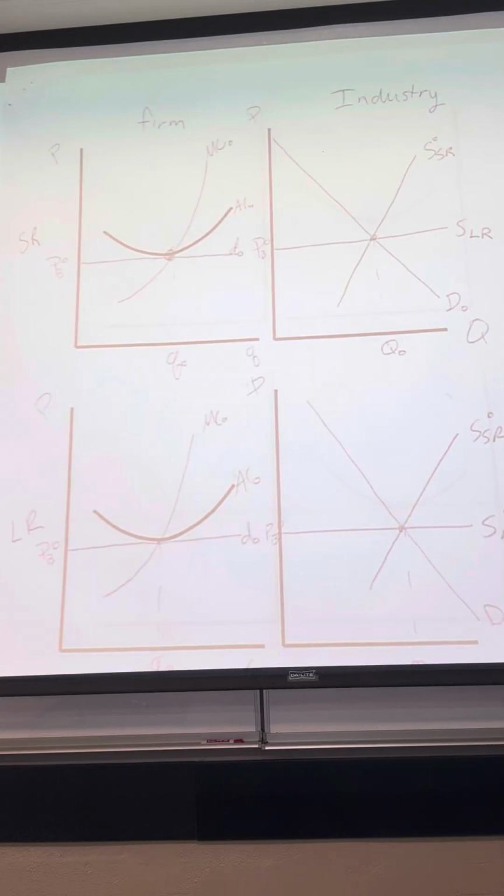Okay, so one of the first things that you're gonna have to do is set up these chapter 5 graphs where the firm in the industry has been in the long run for a long time. And then you're gonna have to analyze some sort of market shock. There are only 4 market shocks.